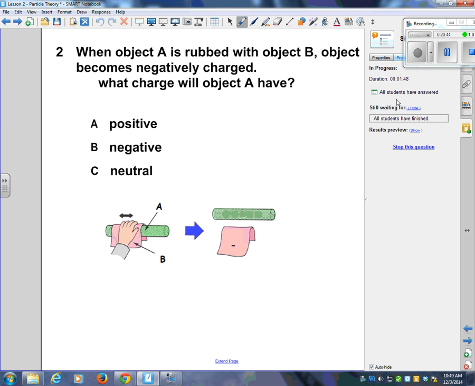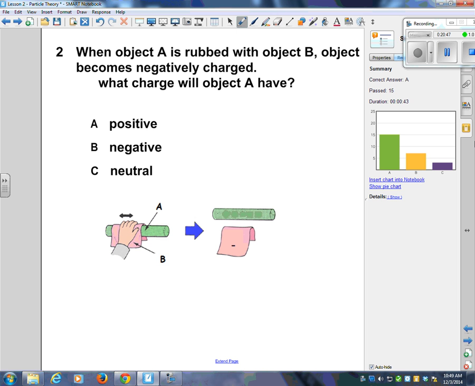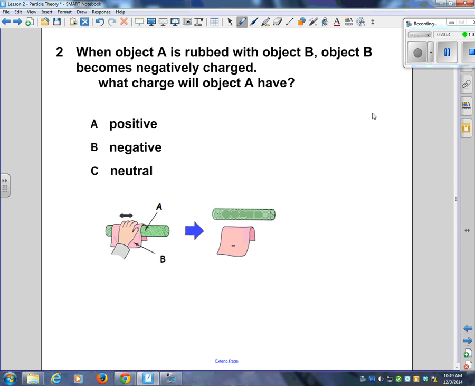Correct answer is A. If object B is negative, this one must be positive. Here's a tip. When answering a question, you should always, before answering, read the question, like twice. Always a big step.